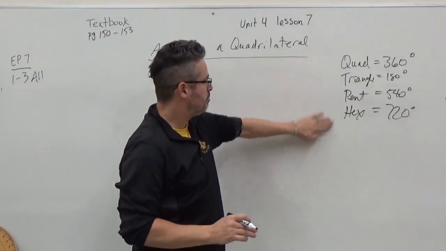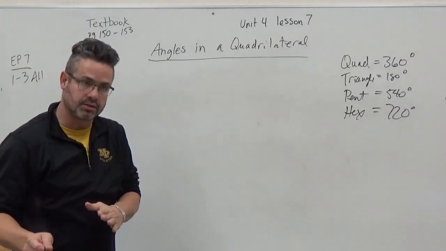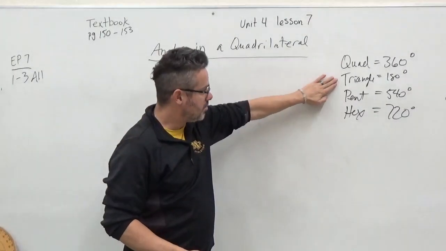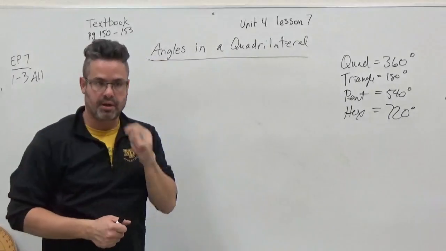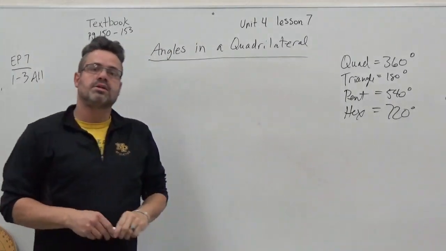These are all polygons. Okay, so our unit's called angles and polygons. This is a polygon, a polygon, a polygon. A polygon is a shape, an enclosed shape. So we're focusing on angles in a quadrilateral.